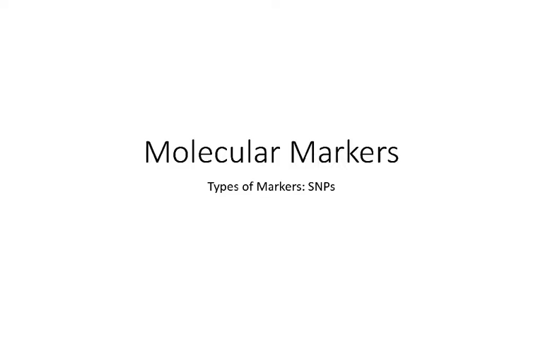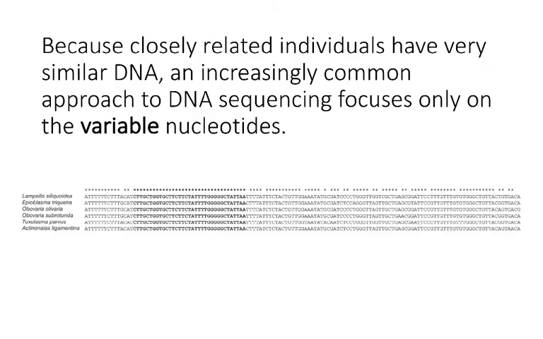Okay, we're on the second to last type of marker that we are going to discuss in this module, and here we focus on what are called SNPs. The basis for this particular type of marker is that closely related individuals have very similar DNA. That's shown in this image, which is actually one I showed in the last video. These are DNA sequences from 5 different species of freshwater mussels. Remember, each one of these asterisks indicates where the nucleotides are exactly the same, even across these different species.